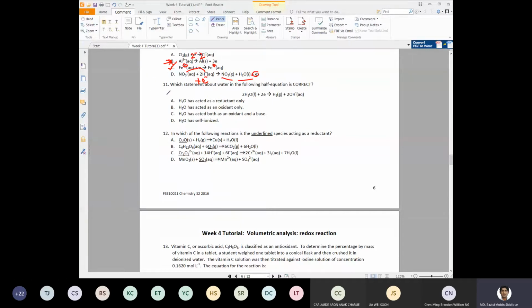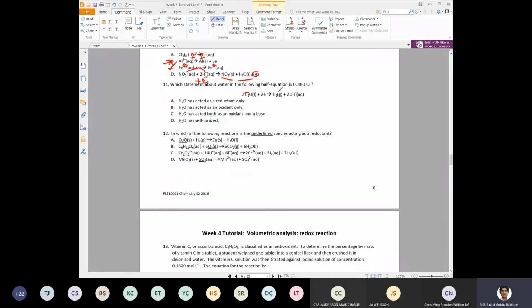Question number 11. Which statement about water in the following half reaction is correct? What is happening here? There are two molecules of water, and they are taking two electrons and producing hydrogen and hydroxyl. So has water acted as a reductant only? Because here we see that hydrogen is positive 1, oxygen is negative 2.